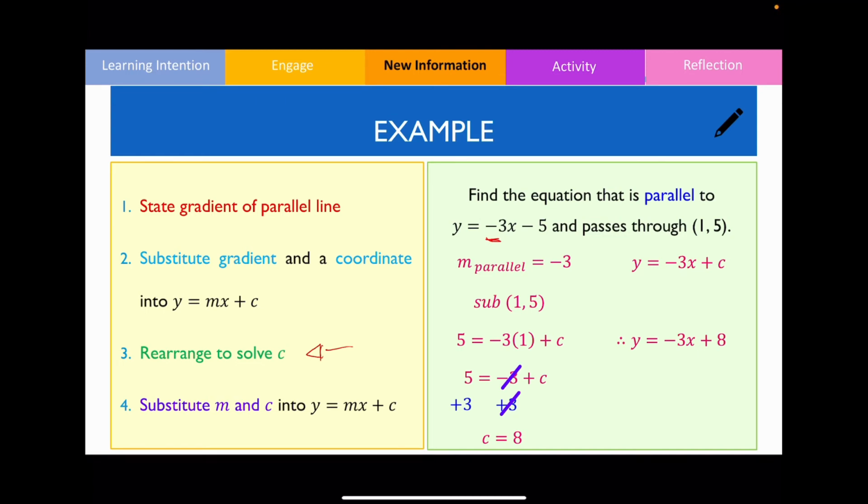Let's quickly review this example again. Remember, the first step was to identify the gradient of the parallel line, and we know that two parallel lines will always have the exact same gradient, so we just take the m value from the equation given to us. Afterwards, we had to find the y-intercept, and the way we do this is by substituting the coordinate that's provided in the question and rearranging to solve for c. Afterwards, we substitute our answers back into the y equals mx plus c form to get the rule of the parallel line.